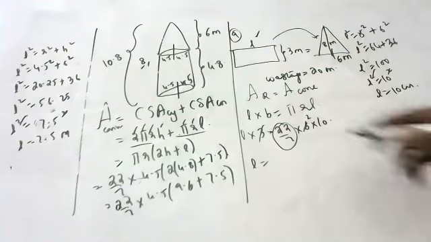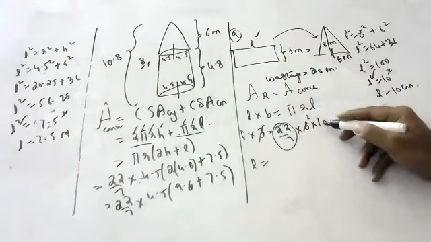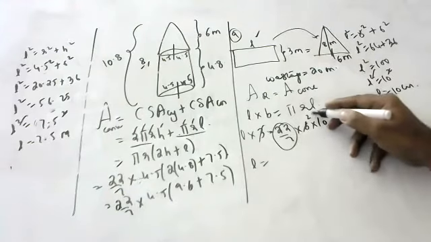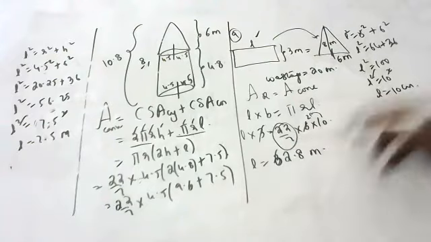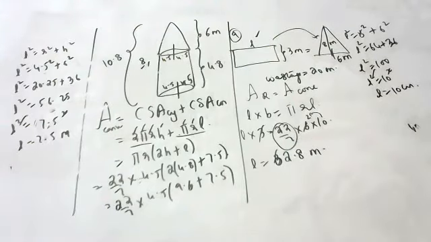3.14. 3.14 into 10 is how much? 31.4. 31.4 into 2 is 62.8 meters.